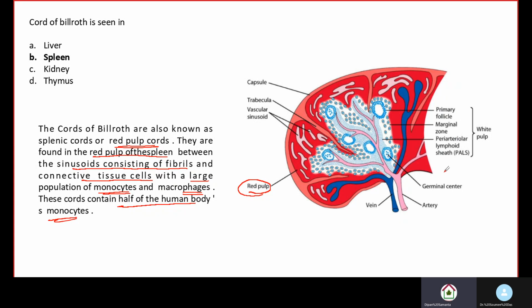And this is the white pulp. This is the marginal zone. This is the primary follicle. Periarteriolar lymphoid sheath. Germinal center. This is the vein. This is the artery. So cord of Billroth.